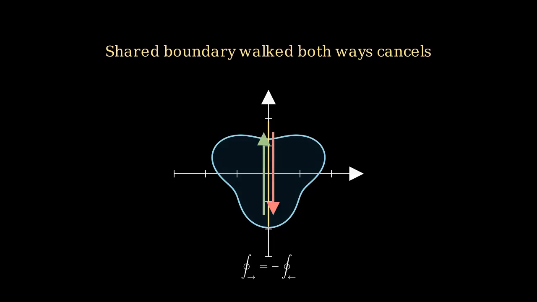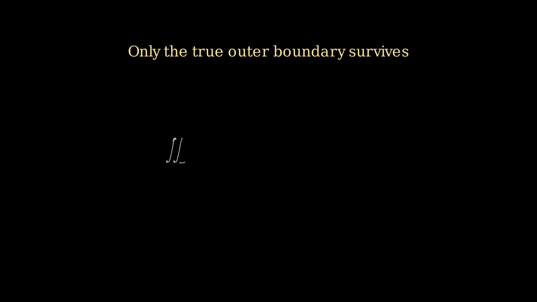What's left is only the true outer boundary. The double integral over D of q sub x minus p sub y dA equals the integral over C1 of F dot dr plus the integral over C2 of F dot dr, where C1 and C2 together make up only the true outer edge of the blob. Whenever regions are combined, any shared internal boundary always cancels. Only the true outer boundary survives.